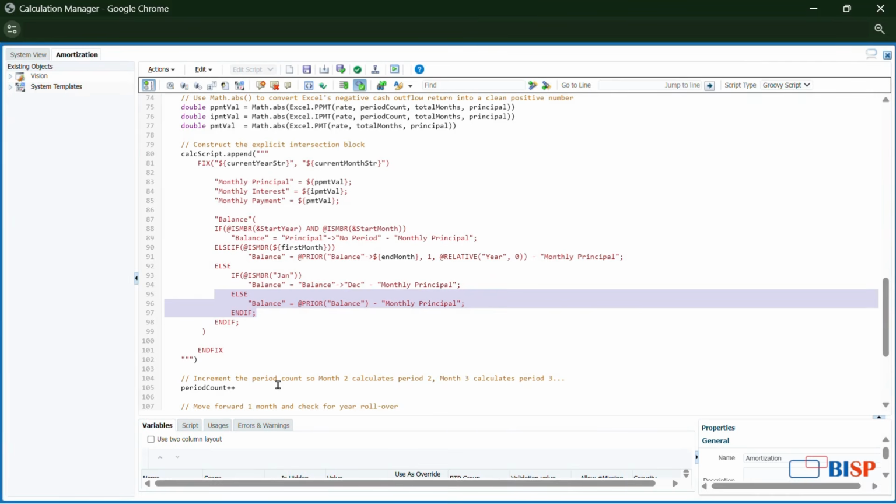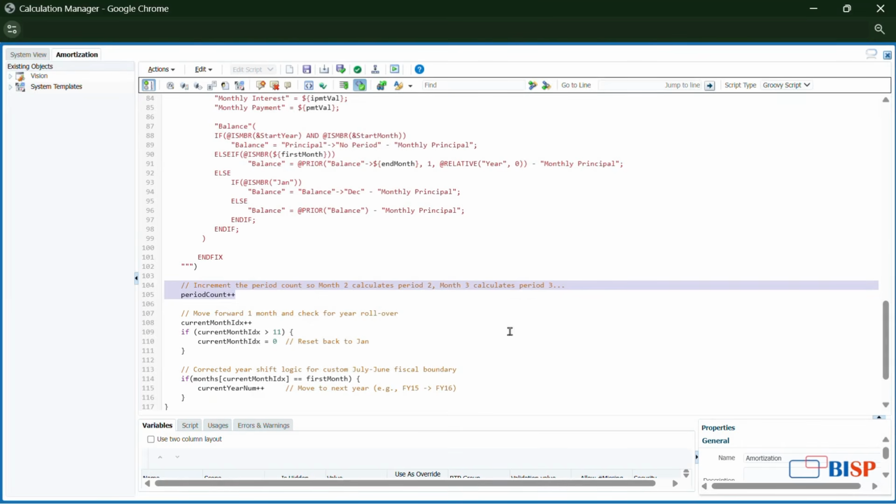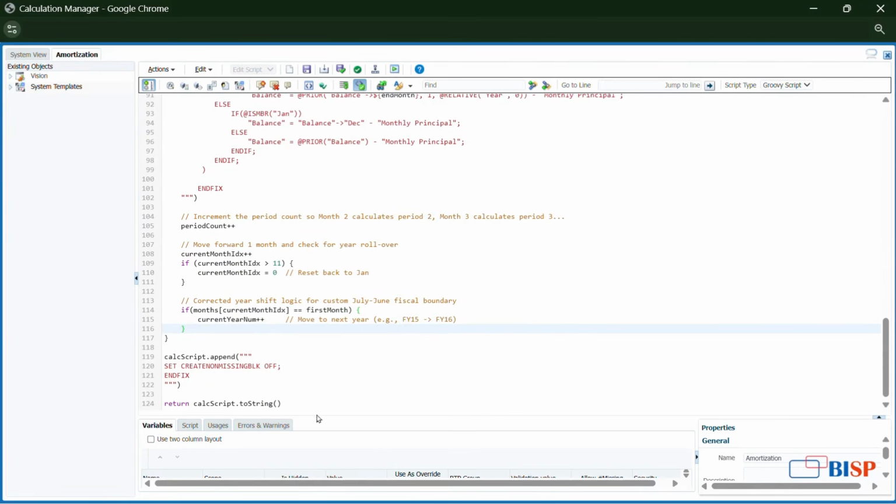After each iteration, the payment number increases. Period 1 becomes period 2, period 2 becomes period 3, and so on. The script then moves to the next planning month. When the rule reaches the first month of the new fiscal year, it automatically advances to the next fiscal year. This allows the amortization schedule to continue seamlessly across multiple years.